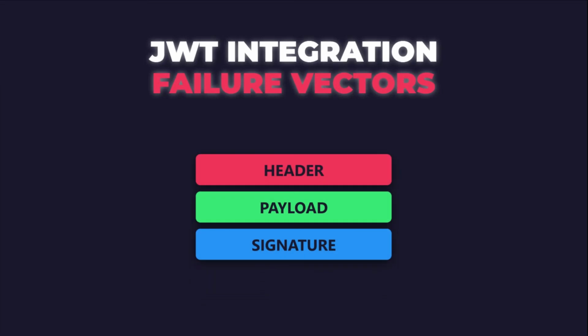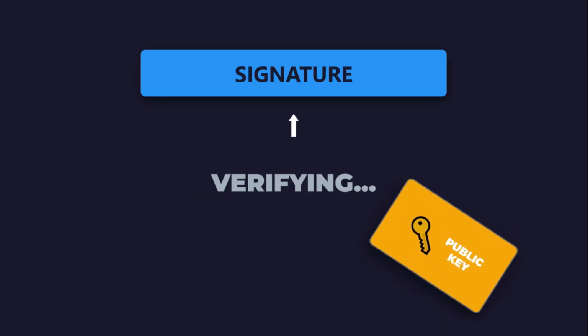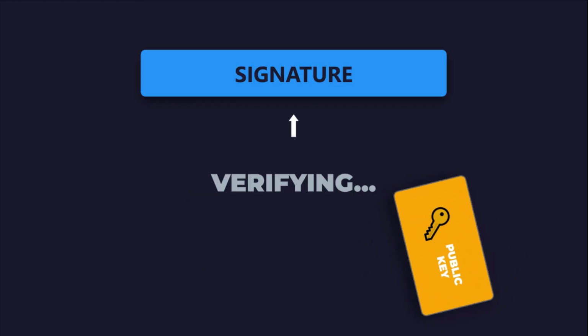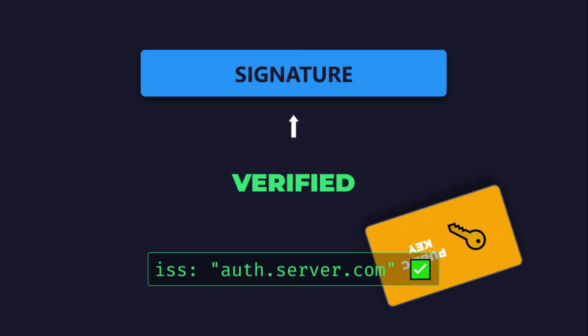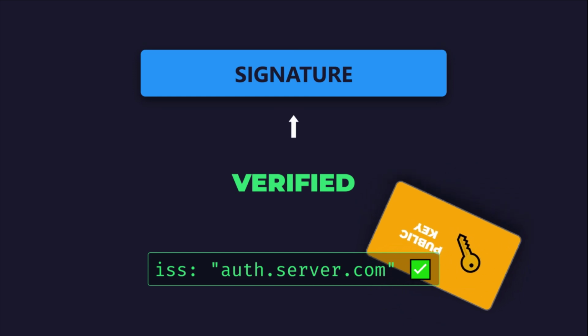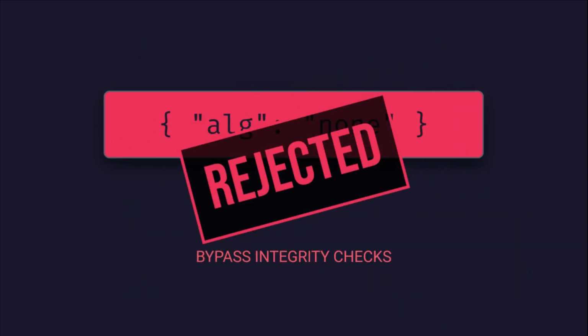The primary failure vector in JWT integration is misplaced trust in the token structure itself. A token is only trustworthy if its signature is cryptographically verified against the correct public key or shared secret, and if the issuer claim matches the expected authority. We must immediately reject tokens using the None algorithm header, as this bypasses all integrity checks.